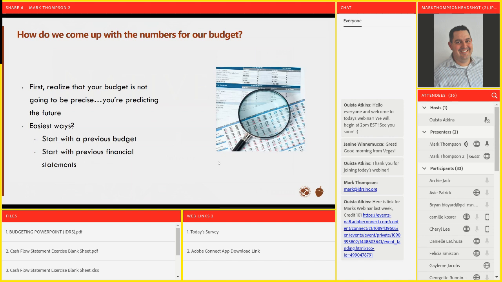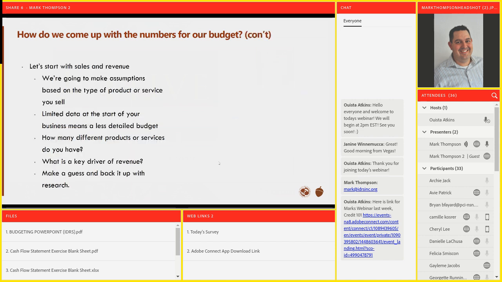So I mentioned some of the easiest ways. Obviously, financial statements, a previous budget, that historic data in an accounting system like QuickBooks. All right. Okay, so you don't have any of that information, and so one of the, I have another slide in here.